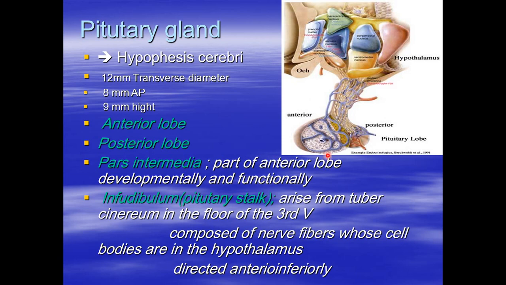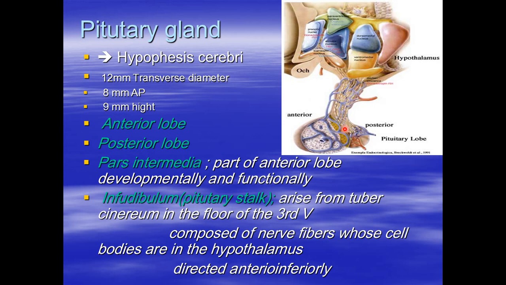Now let's talk about the pituitary gland. Pituitary gland, its other name is called hypophysis cerebri. It's the same as the pituitary gland. It has a normal diameter, differs according to the age and to the sex and to the physiological status, but in general it is about 12 millimeter transversely and 8 millimeter AP dimension and 9 millimeter in height.